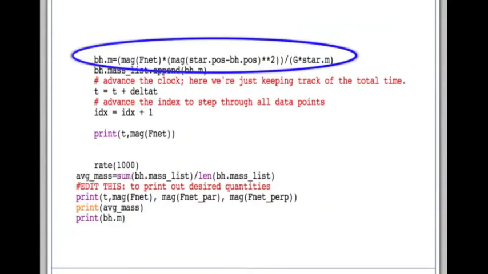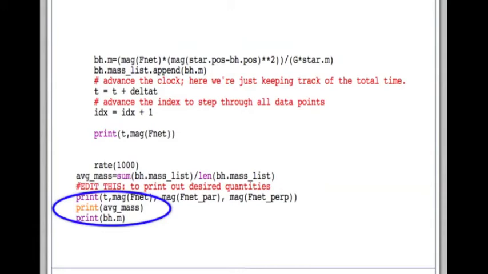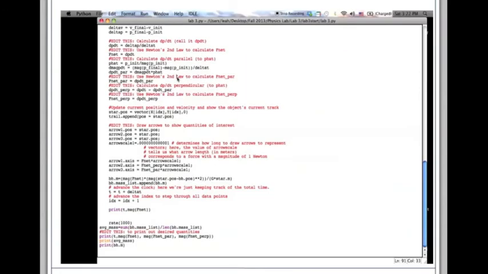Next is where Newton's law of universal gravitation comes in to determine the mass of the black hole. As shown earlier, we had to rearrange the original equation to just find the mass of the black hole. This is found by taking the magnitude of the net force and multiplying it by the magnitude of the star's position minus the black hole's position, which is all squared, and dividing it by the gravitational constant and the mass of the star. The mass of the black hole was then printed, along with the average mass of the black hole, which we used a list that we created to calculate. We now will take a look at the model that we ran in VIdle.